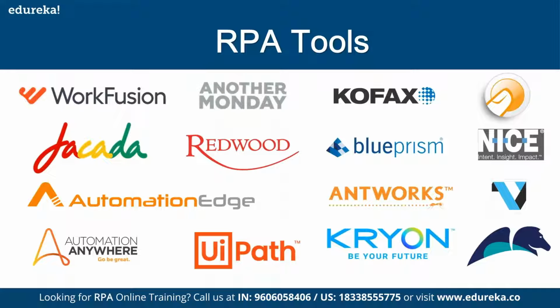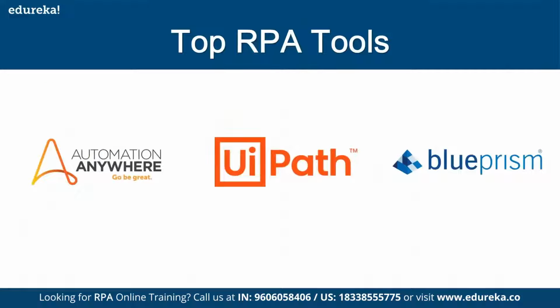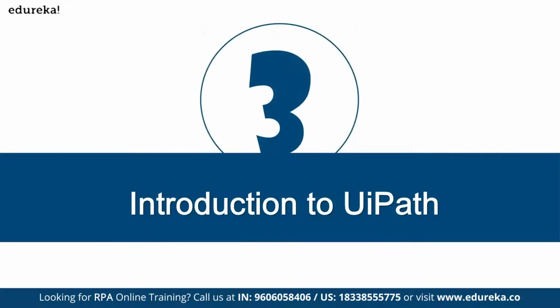You have a lot of tools in RPA, starting from WorkFusion to Pega, including Automation Anywhere or UiPath. But from these tools, these three are the leaders in the market: Automation Anywhere, UiPath, and Blue Prism. Among these three, I would say UiPath is currently leading the market. All right, so now we understand that UiPath is a tool for robotic process automation, which builds our automation.